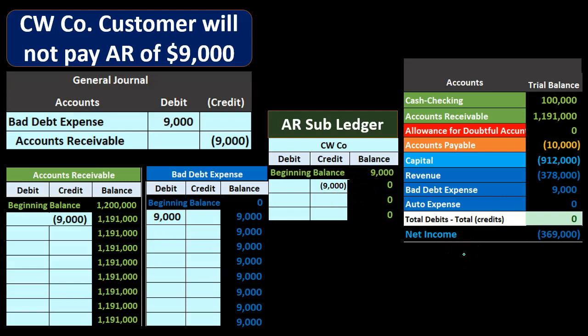Note the major problem and difference here between the two methods is that under this method, the direct write-off method, we brought net income down by this 9,000. We had revenue 378 minus this 9,000 we just recorded, bringing net income, the subtraction of those two, to 369,000.